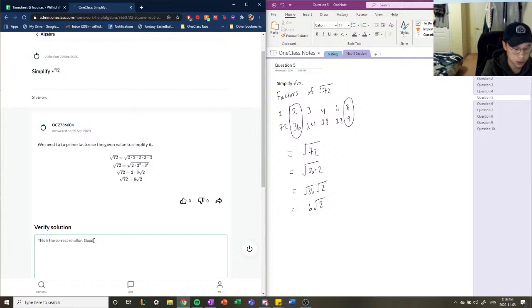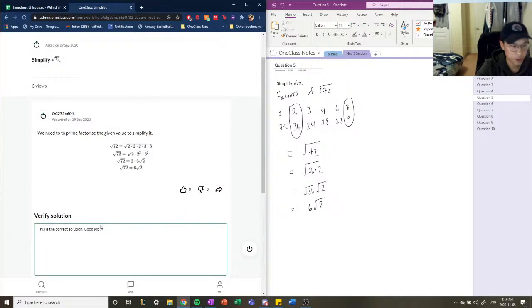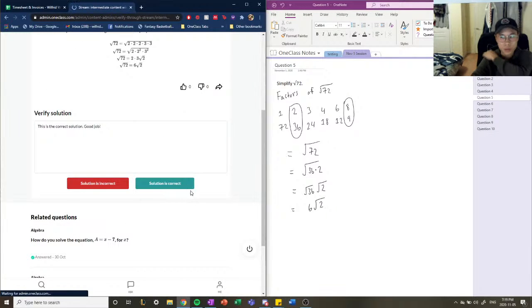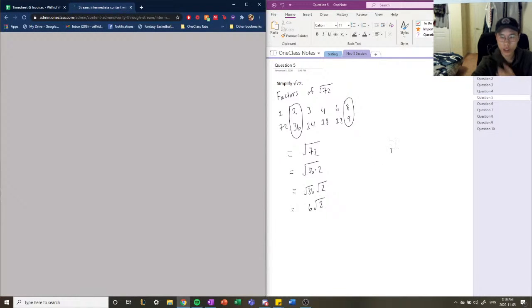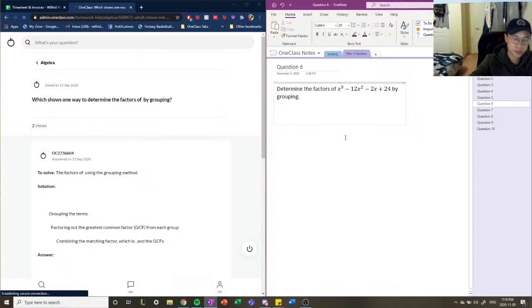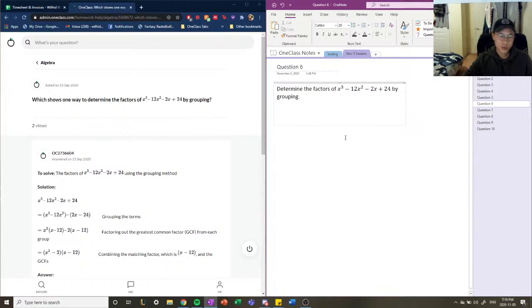Good job. Okay, cool. All right, moving along. Question number 6. Determine the factors of x cubed minus 12x squared minus 2x plus 24 by grouping.